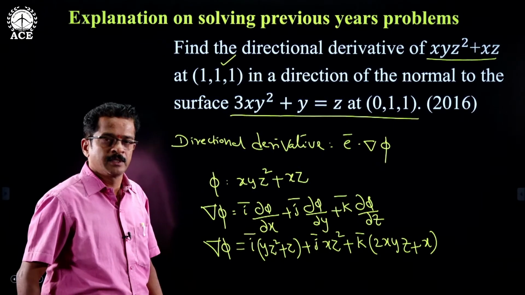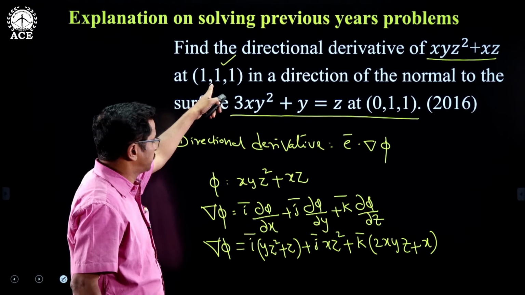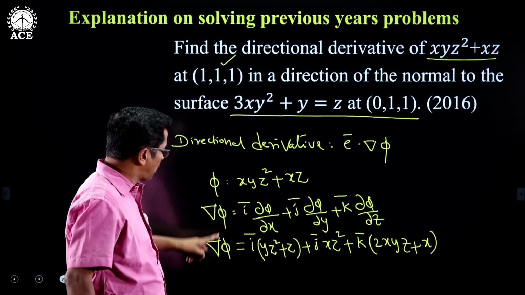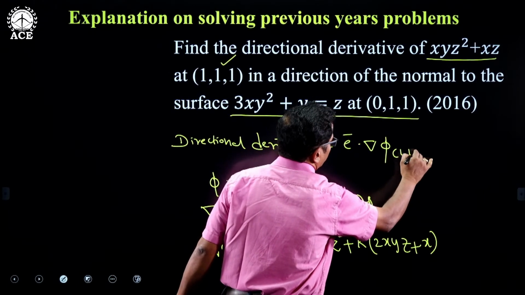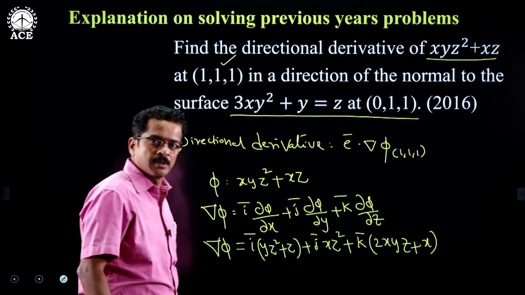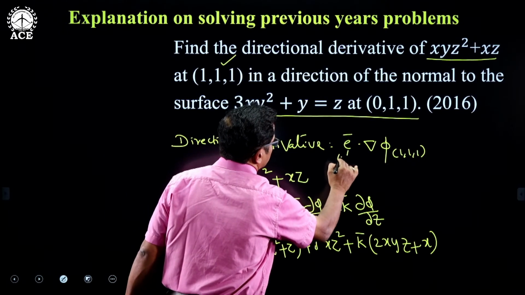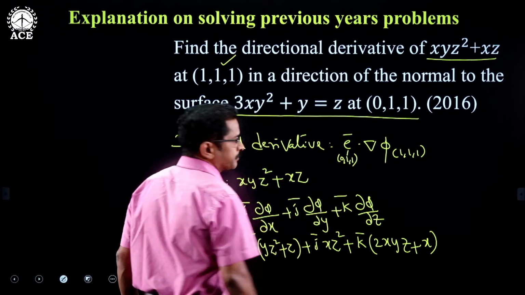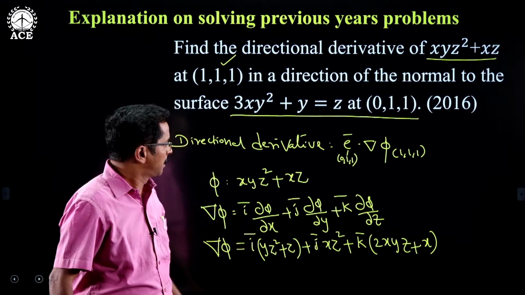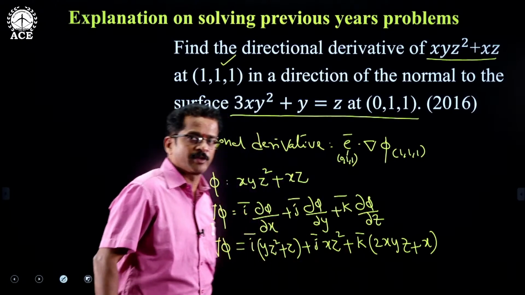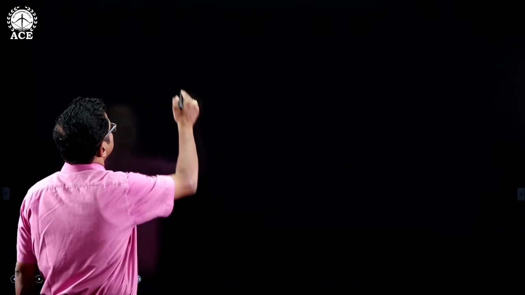But we have to evaluate the directional derivative at this point. That means you have to evaluate del phi at the point 1, 1, 1. And E bar, the unit normal vector, we have to evaluate at the point 0, 1, 1. And del phi we have to evaluate at 1, 1, 1.